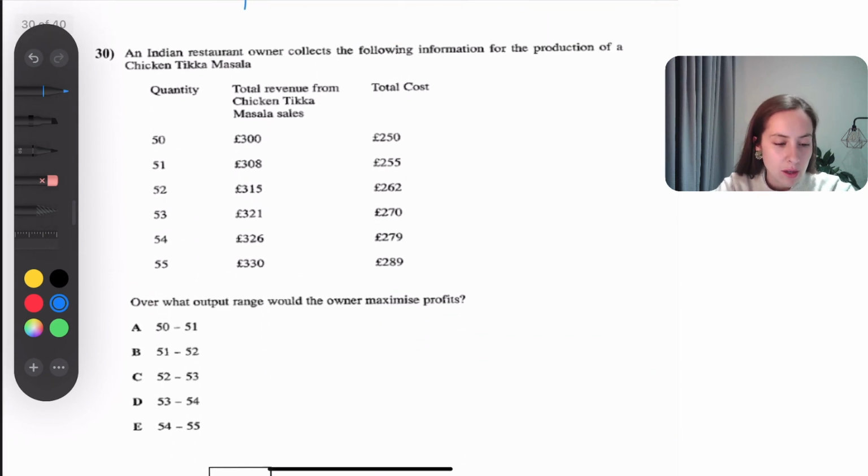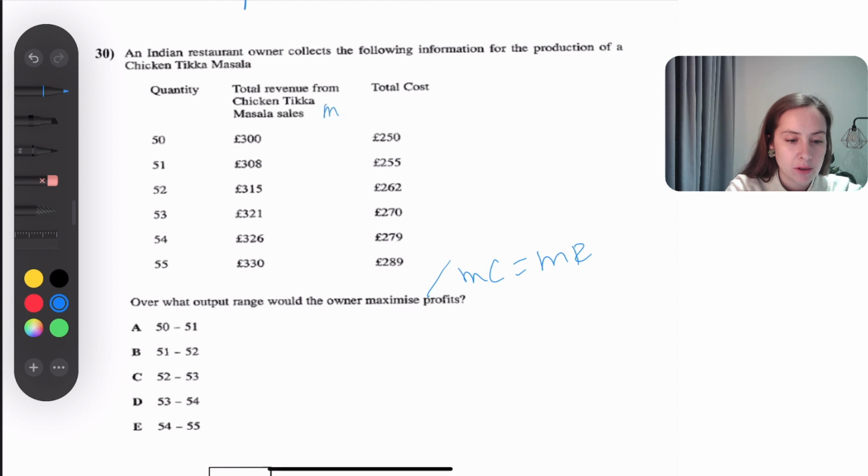Okay, this one, the way I decided to go about this one is to maximize profits. Just set your MC equal to your MR. So I added a little column here where I worked out MR. This one is you're adding 8 extra revenue for 1 extra quantity. You're adding 7, and so on.